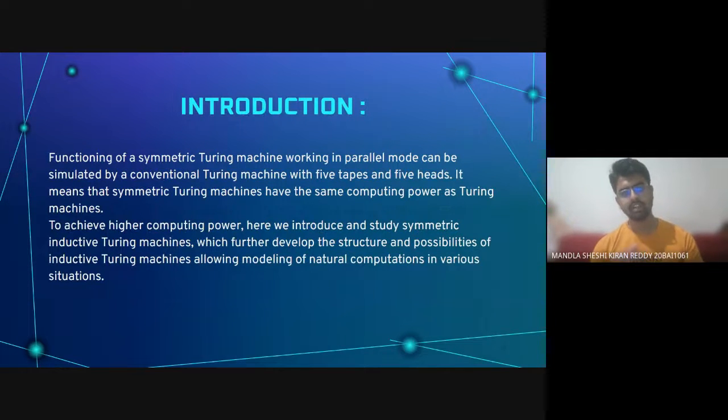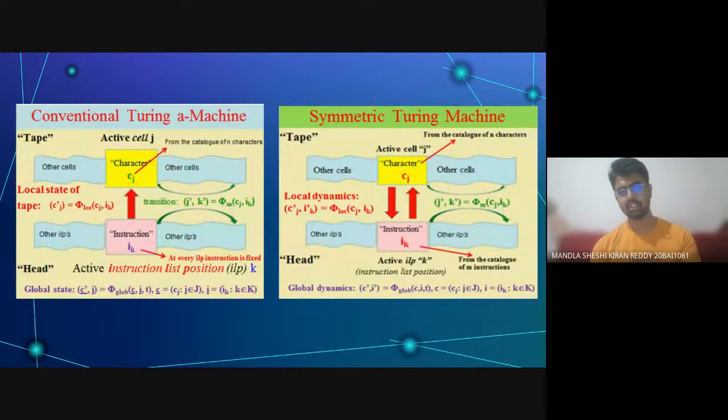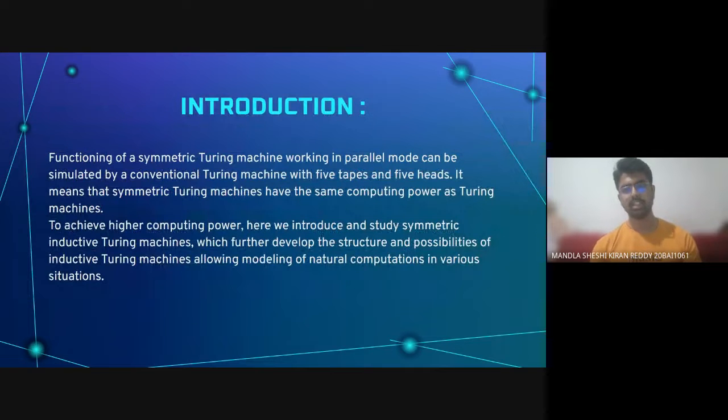The functioning of a symmetric Turing machine works in a parallel mode, in both directions, in the opposite direction. So it can be simulated by conventional Turing machines with 5 tapes and 5 heads. It means that the symmetric Turing machine and the conventional Turing machine have the same computational power, but our goal is to decrease the time and to decrease the length of the code, which increases its computational ability. So we have to achieve higher computational power.